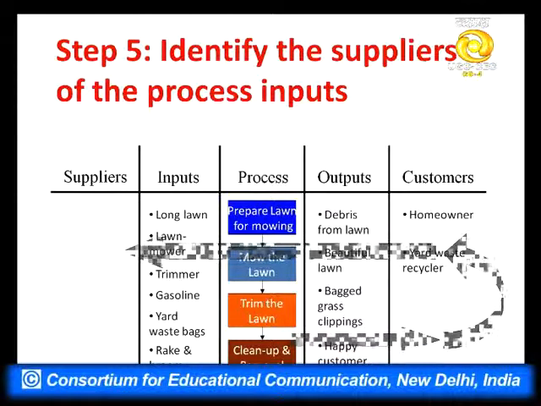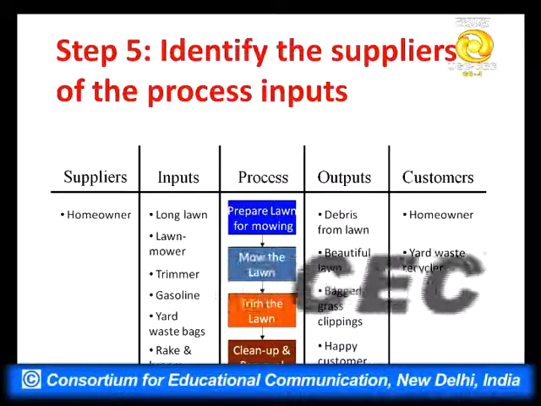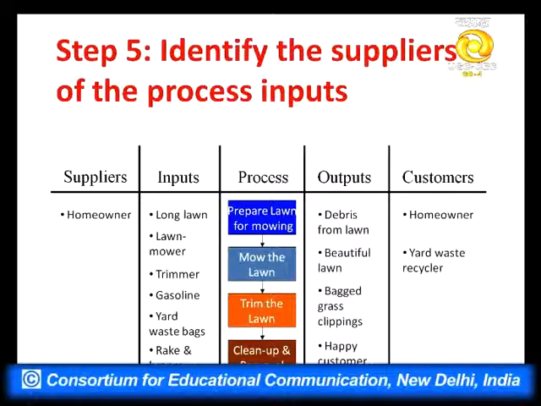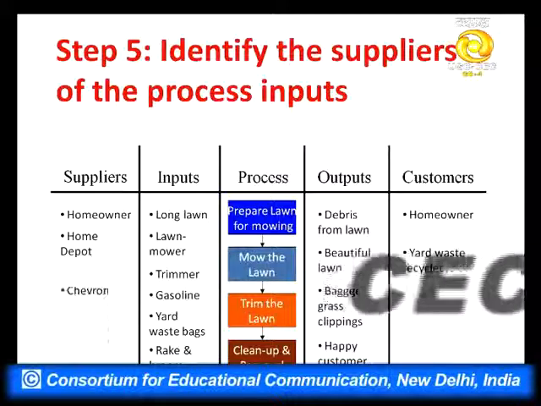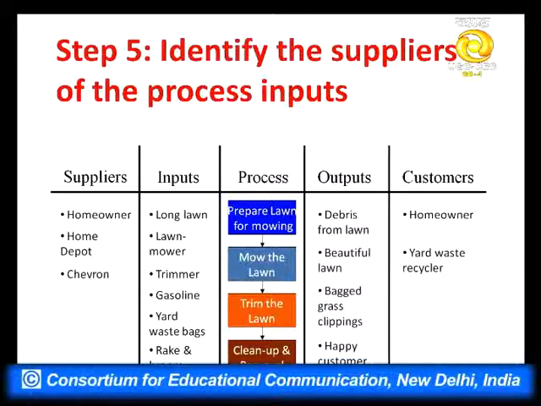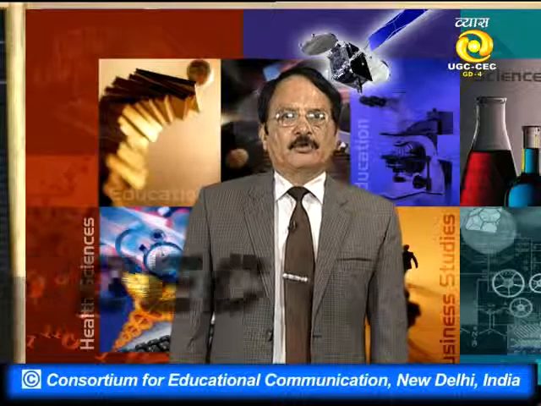Now we get suppliers. Who is the supplier? Homeowner, who is going to supply us the lawn for mowing. Home Depot again is a supplier, and Chevron again is a supplier. And now this completes the exercise of preparing the SIPOC diagram.